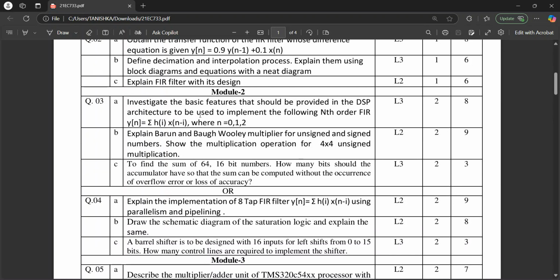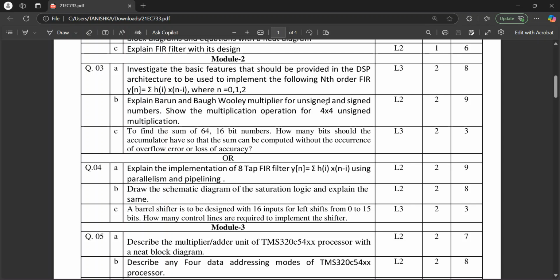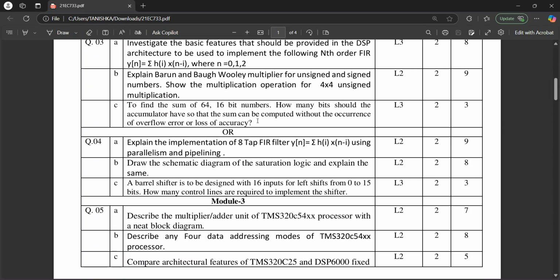Module two, this problem is to investigate the basic features that should be provided in the DSP architecture to be used to implement the following nth order FIR, and one sequence is given where n is equal to 0, 1, 2. Then explain Booth and Wallace multiplier for unsigned and signed numbers. Show the multiplication operation for 4 cross 4 unsigned multiplication. This is nothing but a Braun multiplier, 4 cross 4 Braun multiplier.